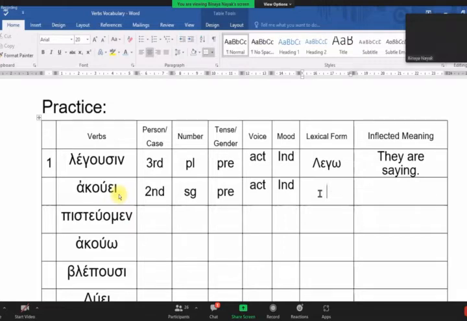And the lexical form, spell it for me. Alpha, then kappa. Let me try the mark. Kappa. Is it the form? Did I type right or is it wrong?